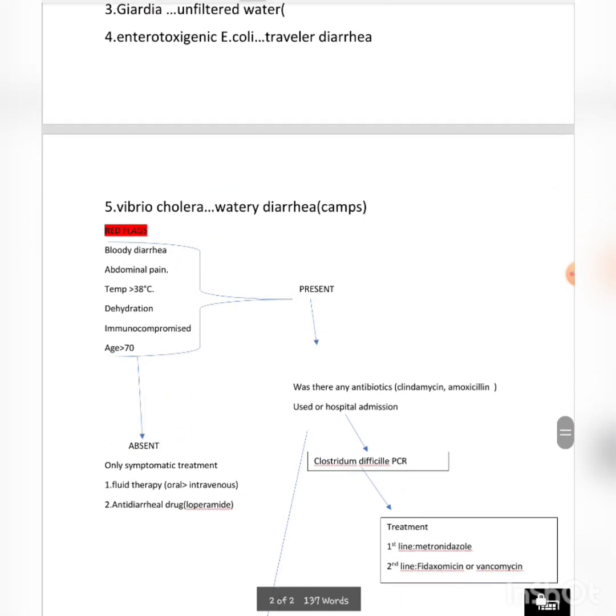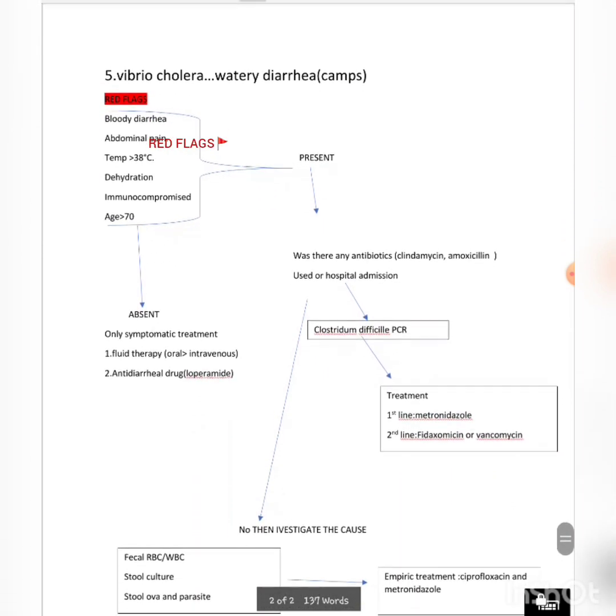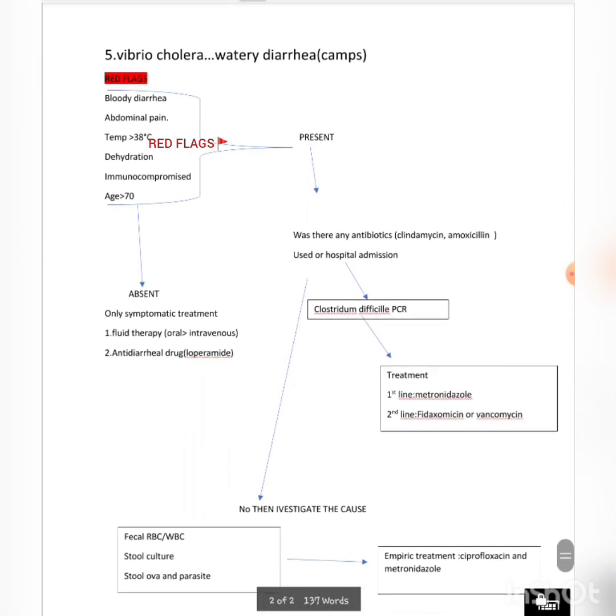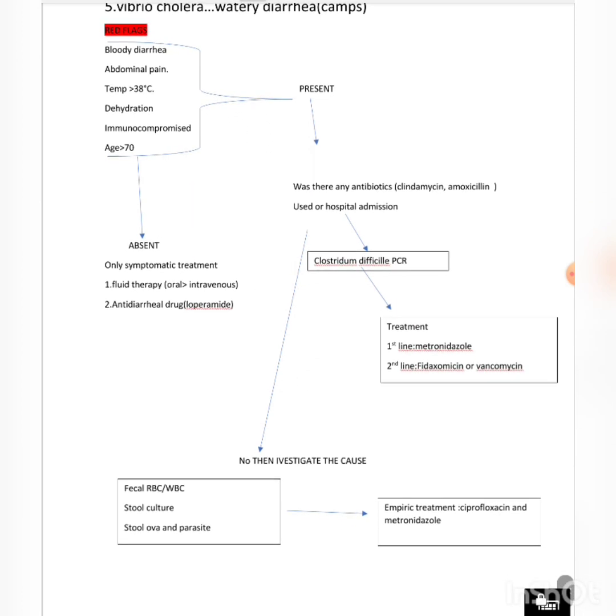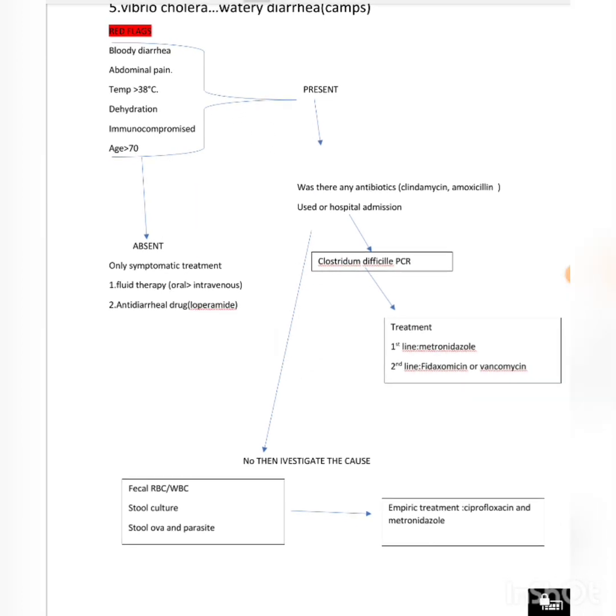Now coming toward the main algorithm of how we will treat diarrhea. These are some red flags, which are bloody diarrhea, abdominal pain, temperature greater than 38 degrees centigrade, dehydration, immunocompromised state, and age greater than 70.